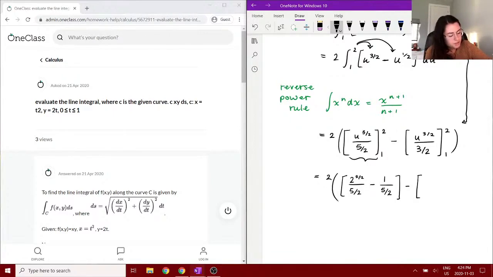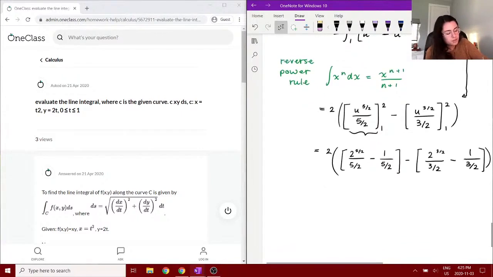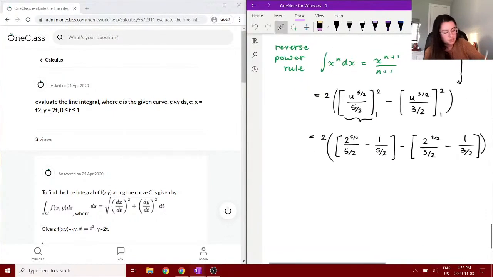And now we're going to evaluate the second term, so replacing u with 2. 2 to the 3 over 2 minus 1, and remember this is 1 to the 3 over 2, but we don't need to write it, divided by 3 over 2. Alright, there's not too much we can continue to do here, just simplifying, but we basically solved it.